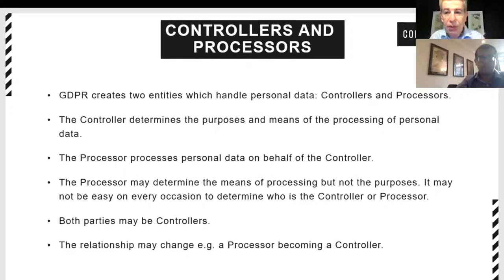Whilst the processor processes personal data under the instruction of the controller, a processor can, subject to the terms of its agreement with the controller, decide how to carry out certain activities on the controller's behalf, in terms of the IT systems it's using, the methods it's using to collect the personal data, how to store it, transfer it or delete it. But the processor can't take any major decisions as to what types of personal data to collect or what the personal data will be used for, because those responsibilities are reserved to the controller.